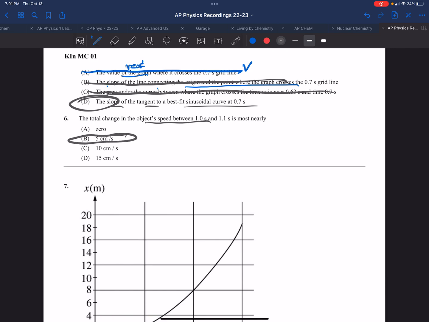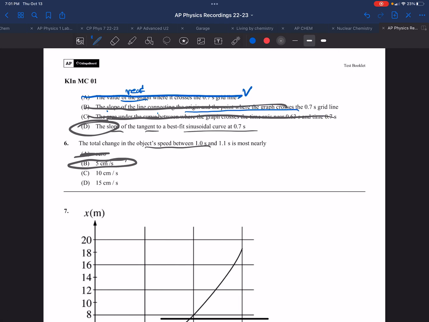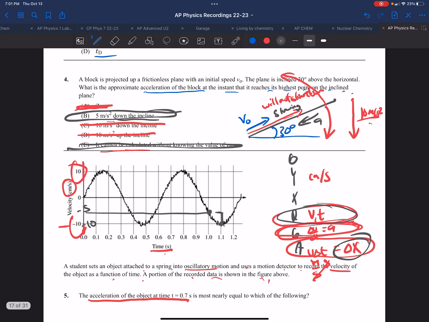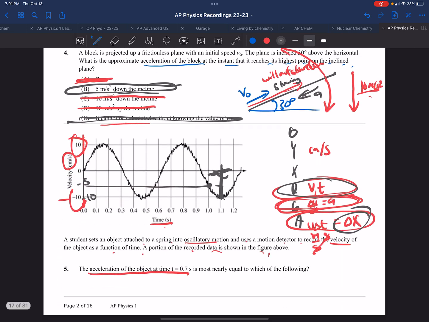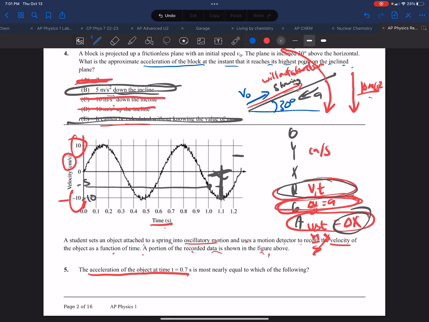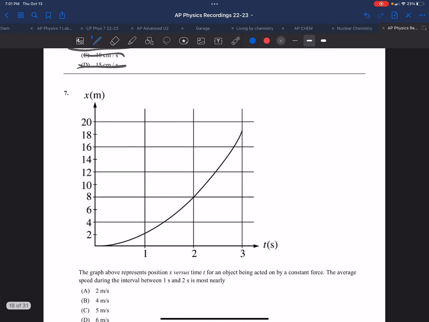centimeters per second. Now, we know it's not 0 because the values are different. That change is not 0. 10 centimeters per second is really huge. Definitely doesn't change by 10. And 15 is a humongous amount. That's like from here to here. Definitely doesn't change that much. So we're left with choice B, as we expected.